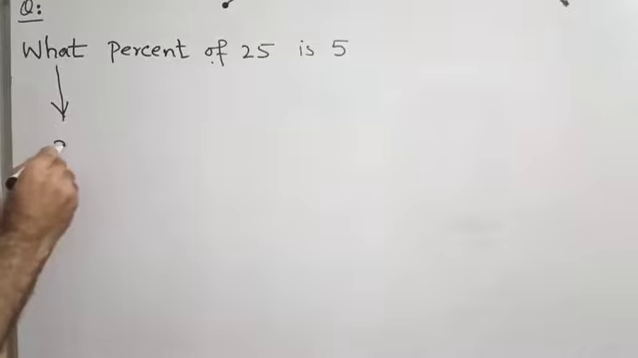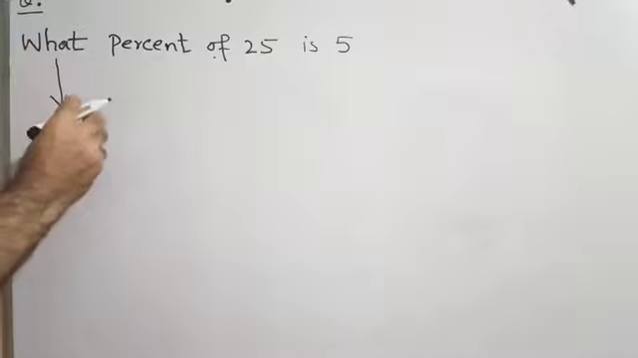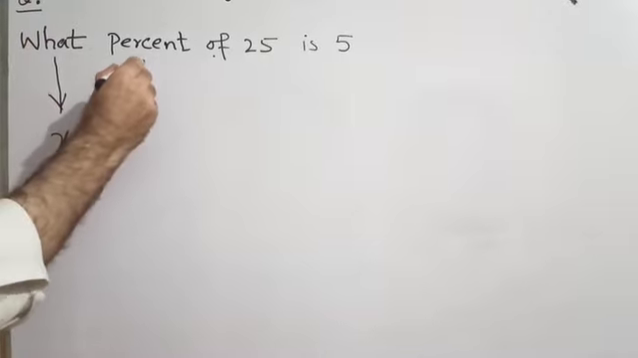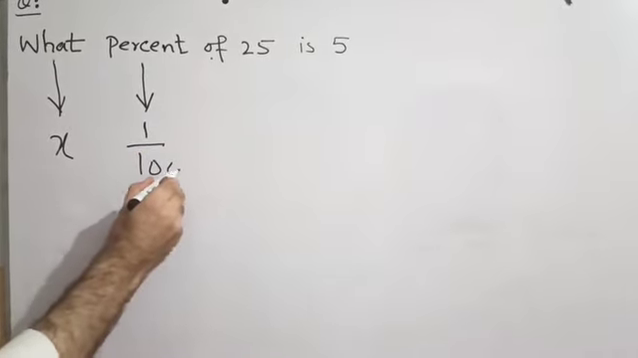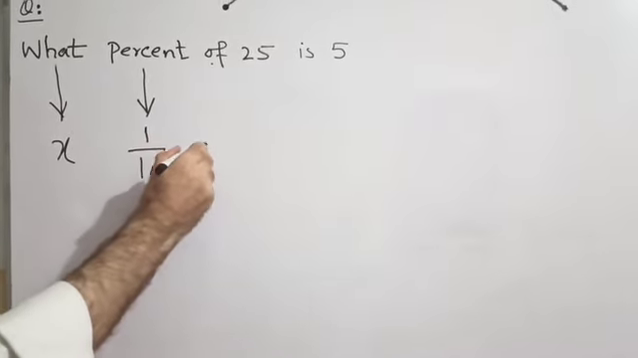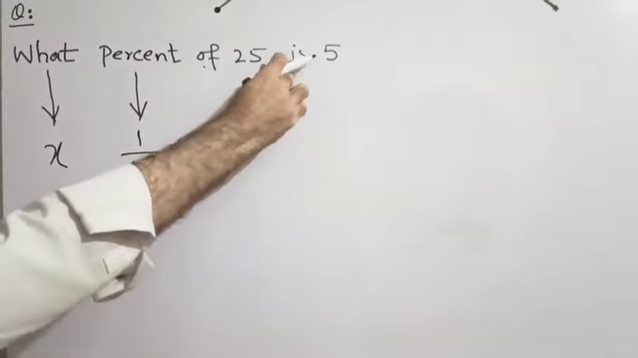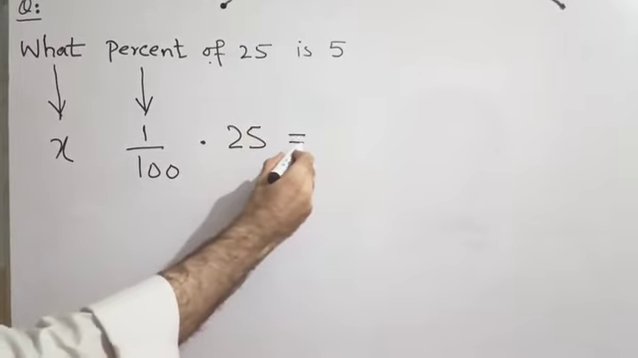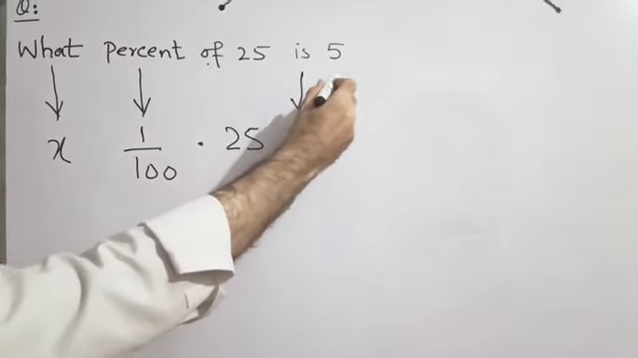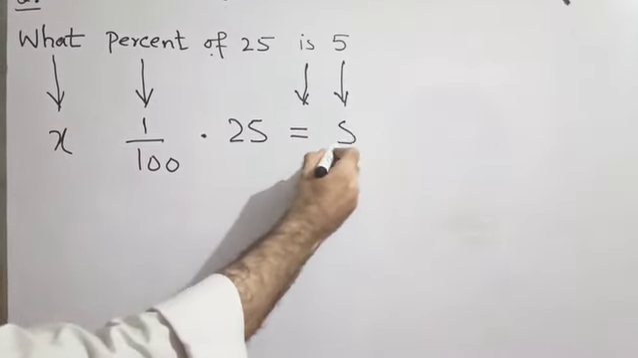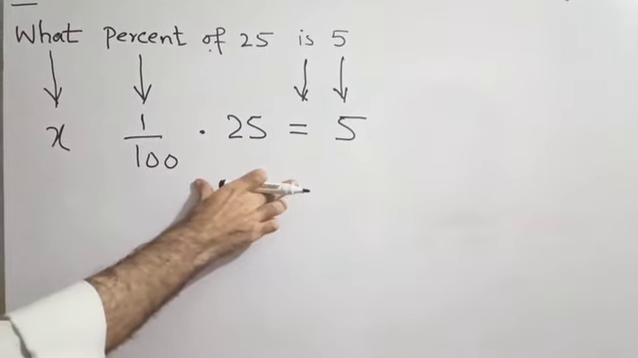What means x. We don't know the value. So we write over here x. Percent, in mathematics percent we can write like this. Of means in mathematics multiply. 25. Is, in mathematics, is written as is equal to 5. So this is the given equation in mathematical form.